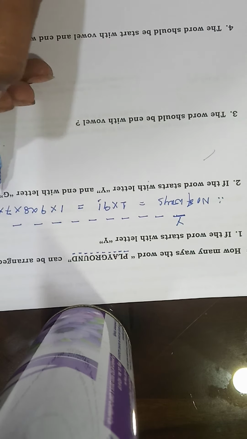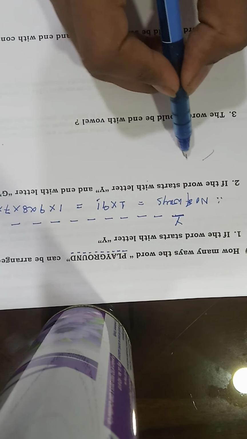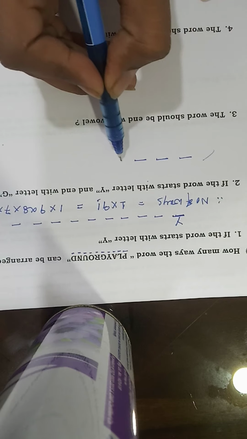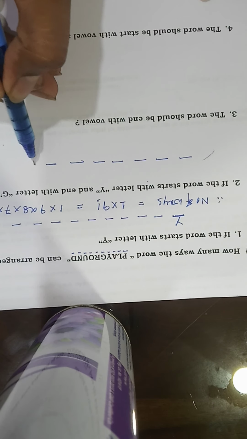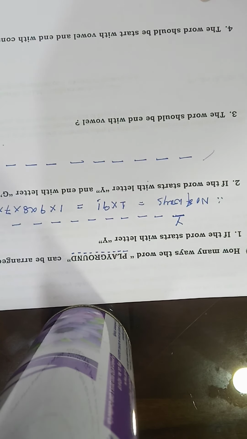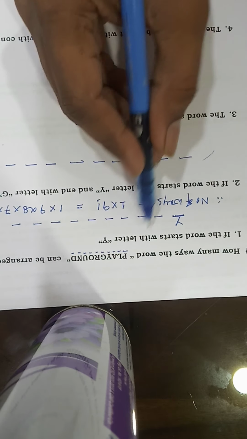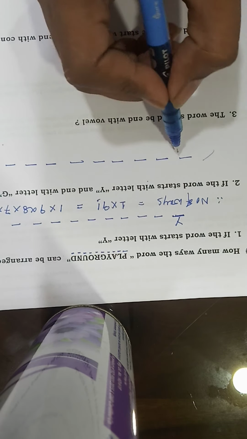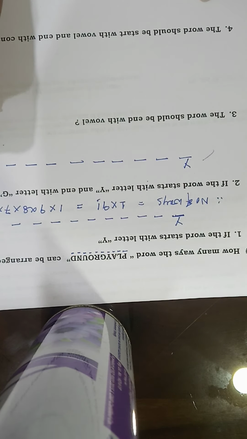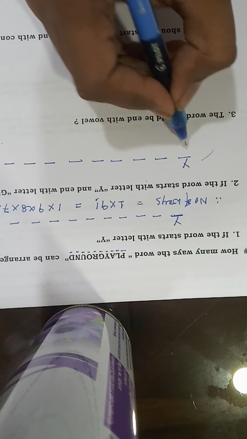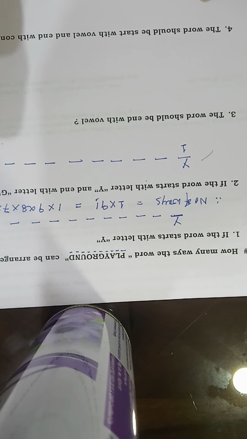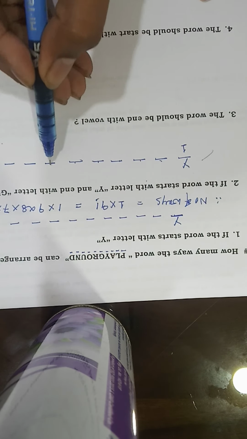and ends with the letter G. There are 10 places, 1, 2, 3, 4, 5, 6, 7, 8, 9, 10. Now see, the first letter will be Y and the last is G. So it is 1 and here is only 1. So how many places are left? There are 8 places left, because you know the total is 10.